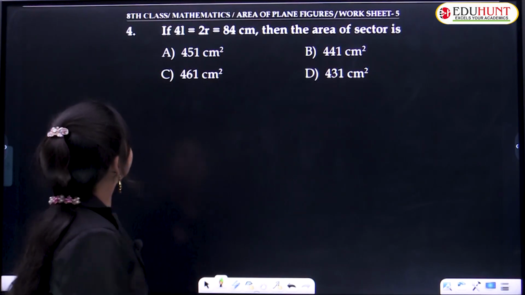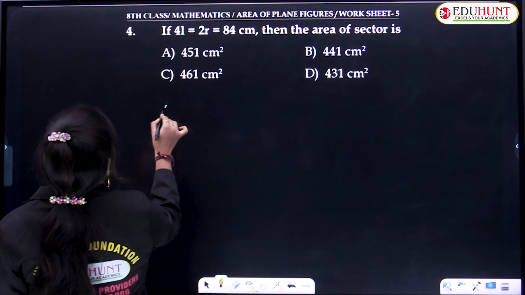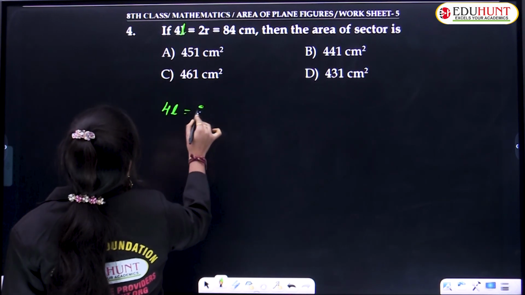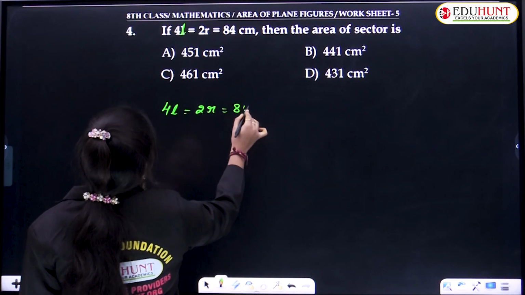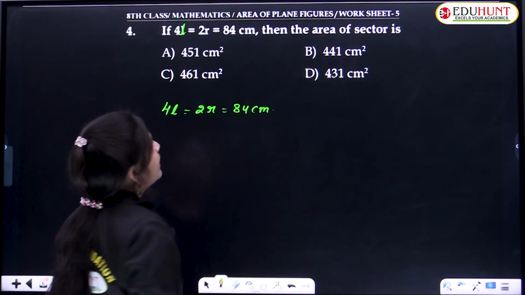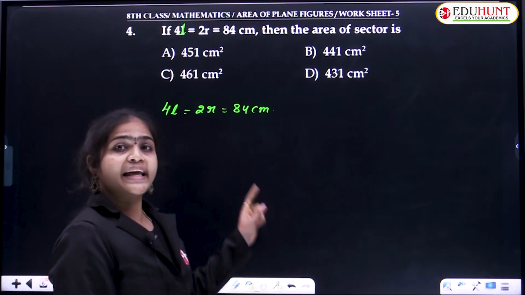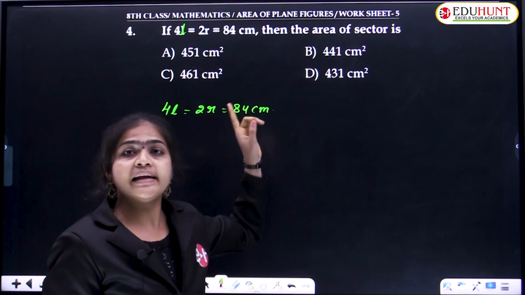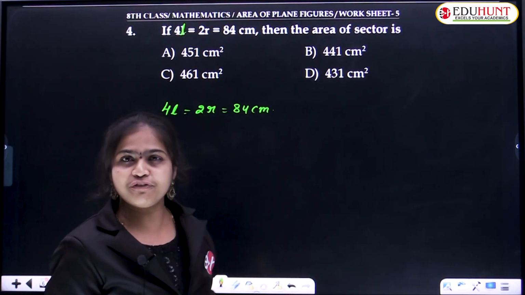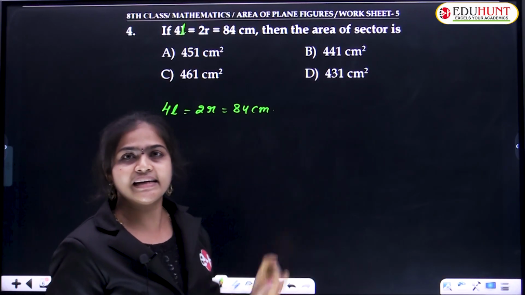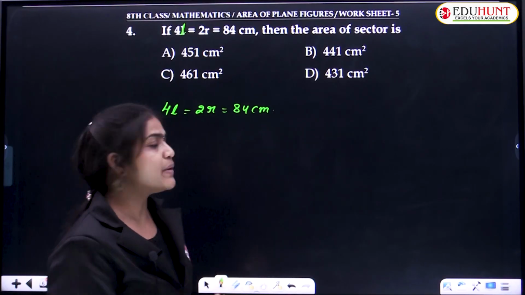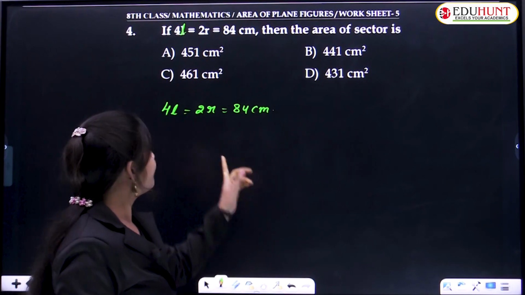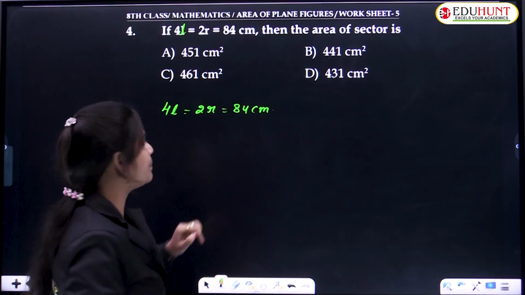Fourth question, see here also it is given that 4L, that is L here, 4L is equal to 2R is equal to 84 centimeters. Then the area of the sector. We know the area of the sector formula, but in that formula we have the angle of a sector. But here the angle is not given in the question. That's why by using the length of the arc of a sector, we can find the angle, just like the previous one.